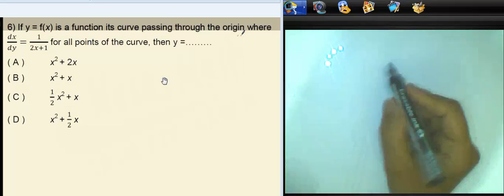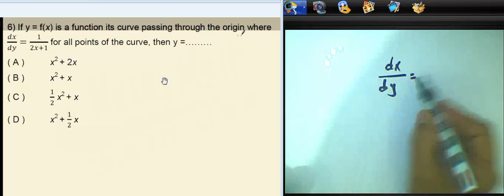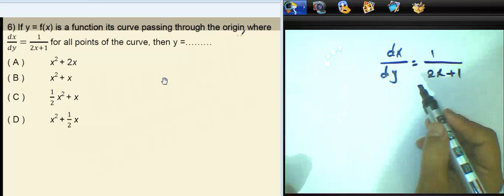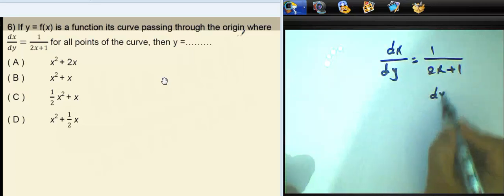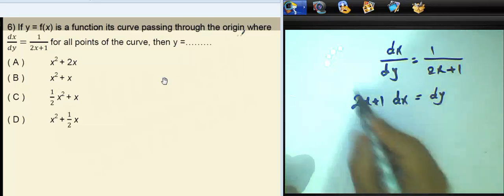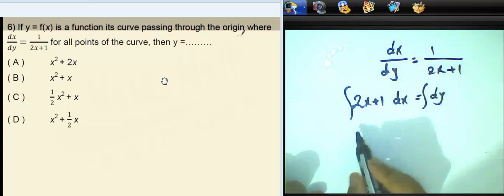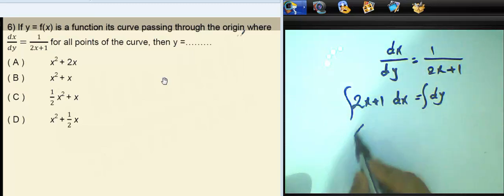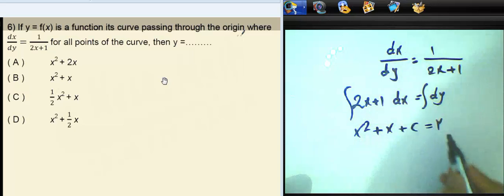We know dy over dx equals 1 over 2x plus 1. Using properties, the product of extremes equals the product of means. 1 times dy here, and 2x plus 1 multiplied by dx, and write integration on the left hand side and right hand side. Integration of 2x plus 1 here will be x power 2 divided by 2, cancel 2 by 2, it will be x power 2 plus x plus constant equals y.